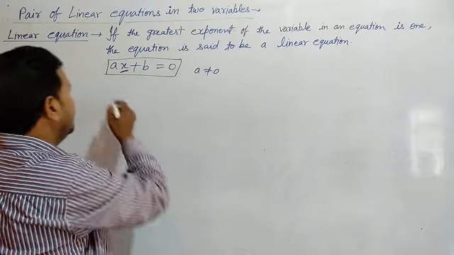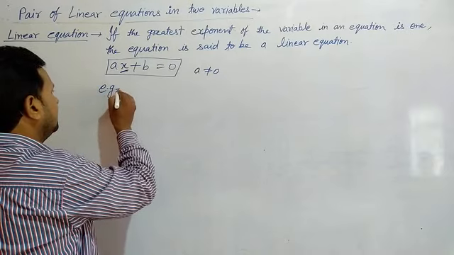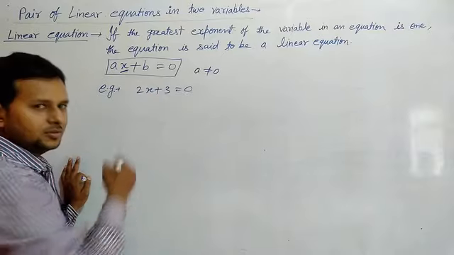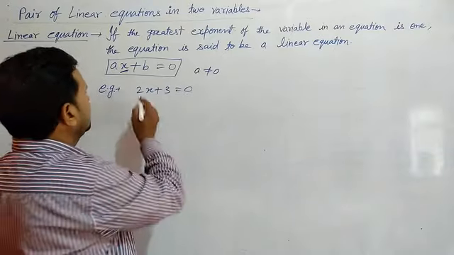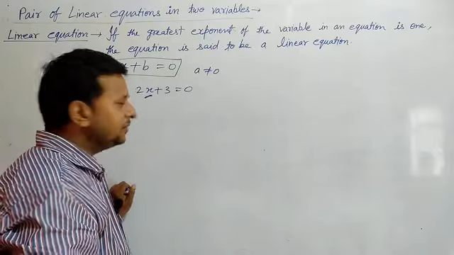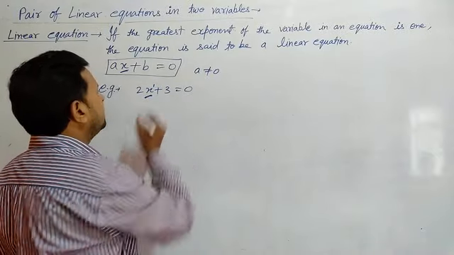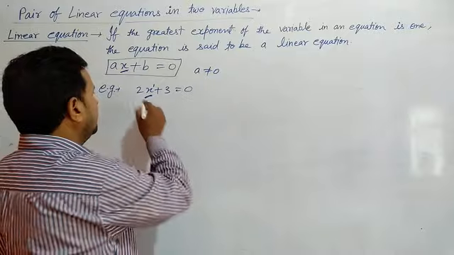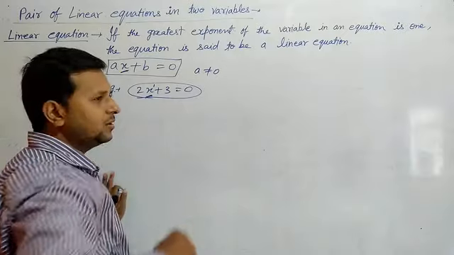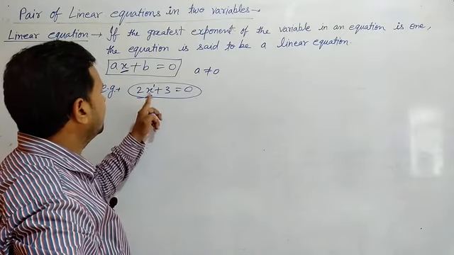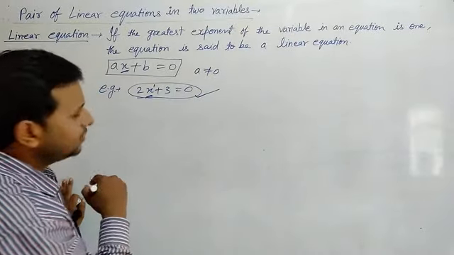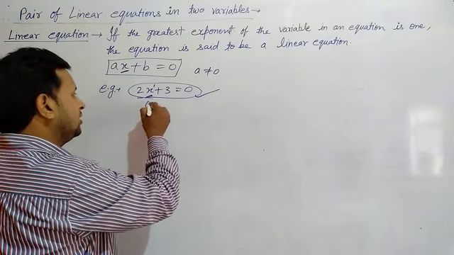Because x is only one variable denoted here. Now, for example, suppose that 2x plus 3 is equal to 0. It is clear that x is one variable, and its exponent, its power, is 1. In the whole equation, the variable x has only a power of 1. So it is called a linear equation, a linear equation in one variable.